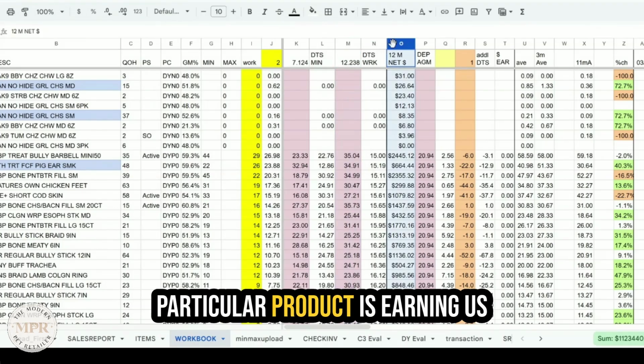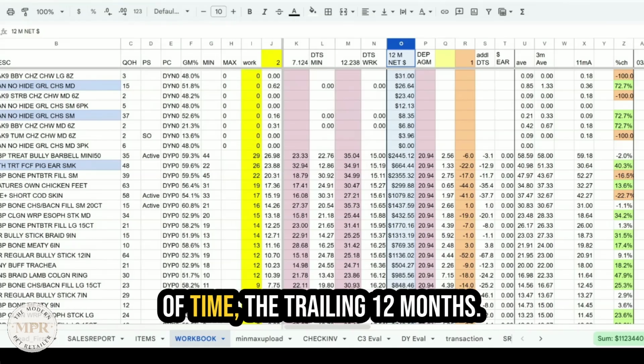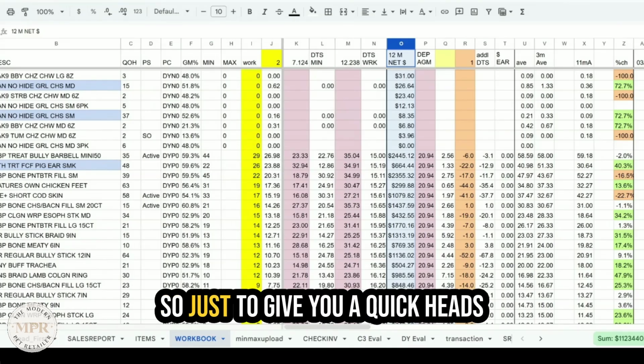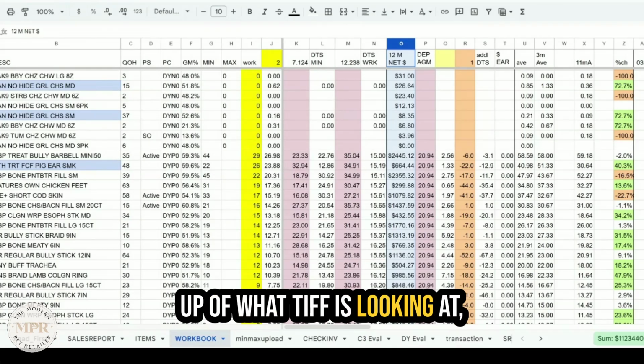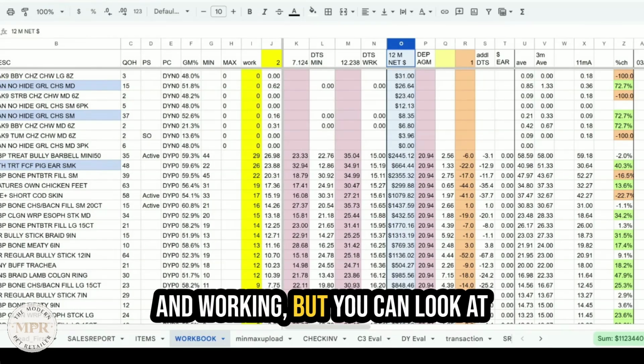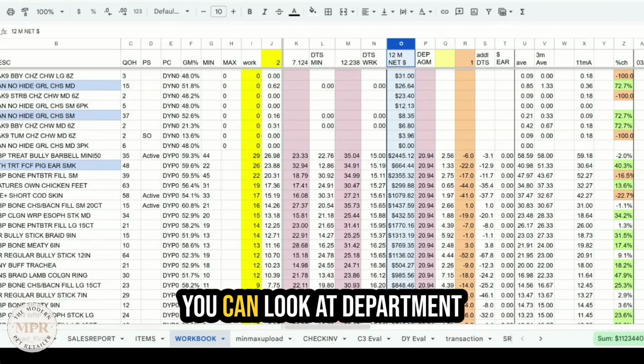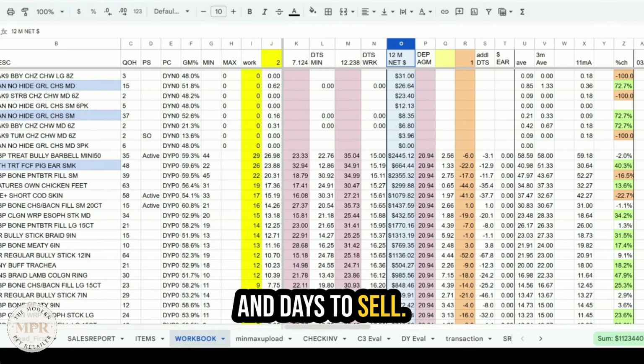And that particular product is earning us $2,400 over a 12-month period, the trailing 12 months. So just to give you a quick heads up of what Tiff is looking at, currently sorted by department and working, but you can look at department and total net earn. You can look at department and days to sell. You can look at gross margin return on investment.